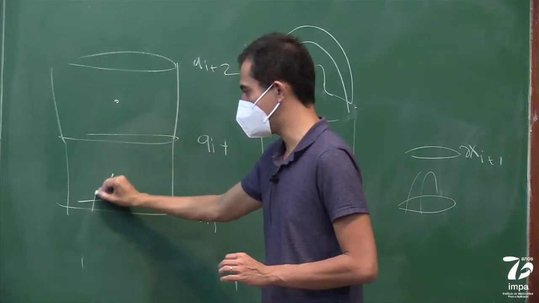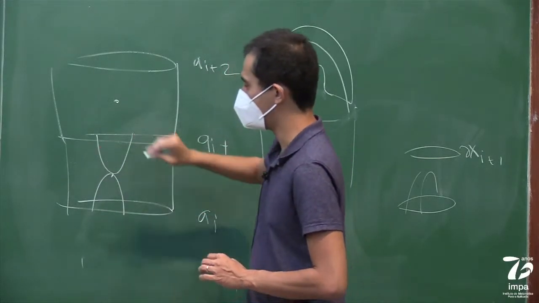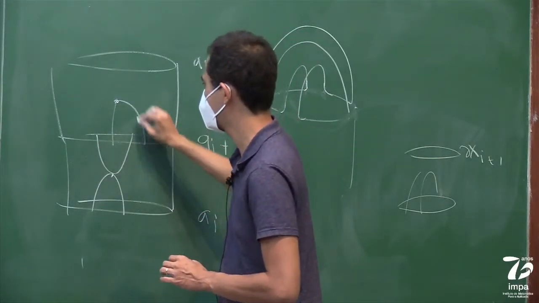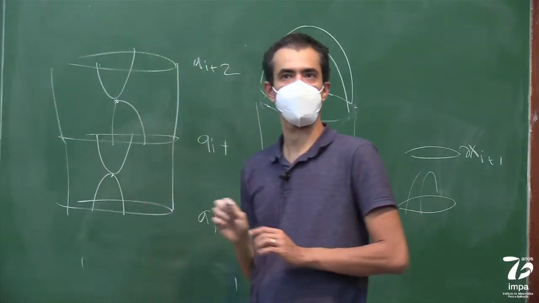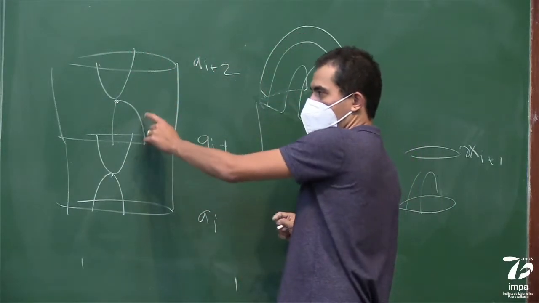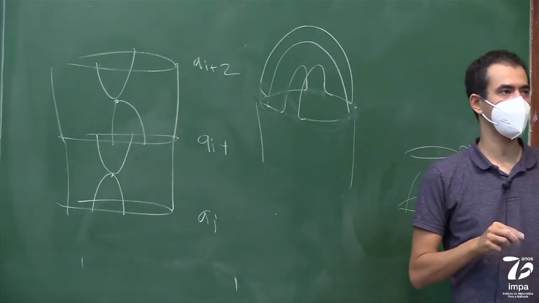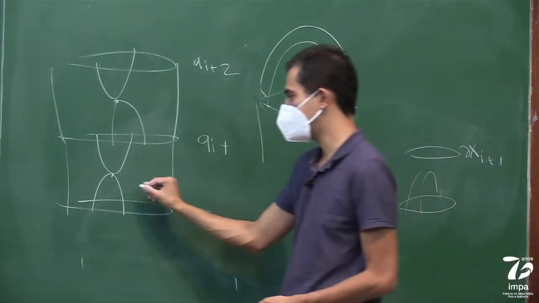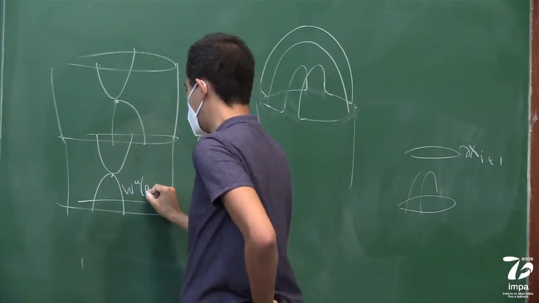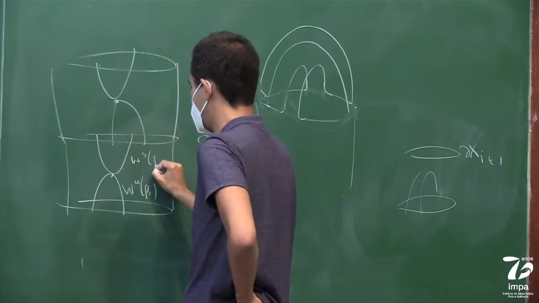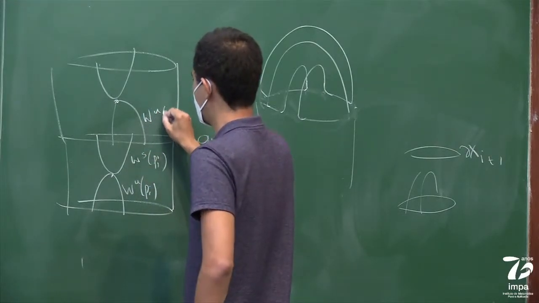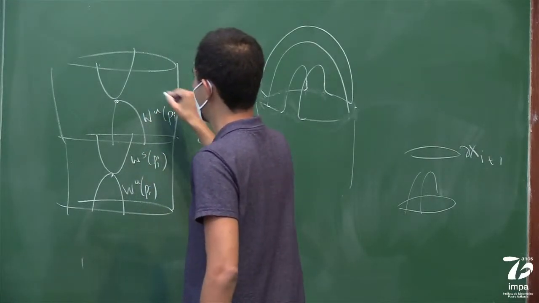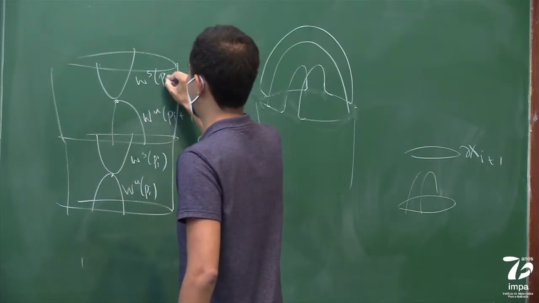So, you have a handle here, which I'm going to think of like this, and then you have another handle here, which I'm going to draw like this. And these things that I'm drawing schematically like this are the unstable and the stable manifolds. So this is the unstable manifold of pi, and the stable manifold of pi. This is the unstable manifold of pi plus 1, and the stable manifold of pi plus 1.